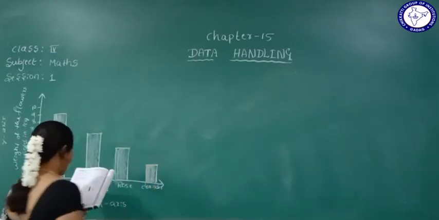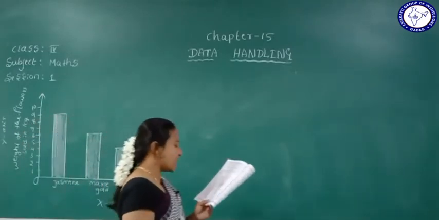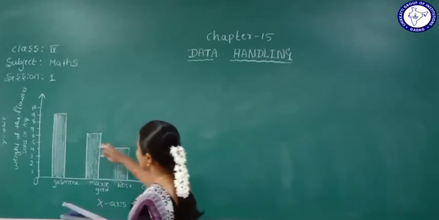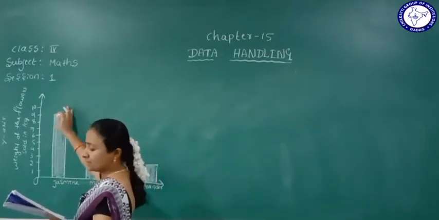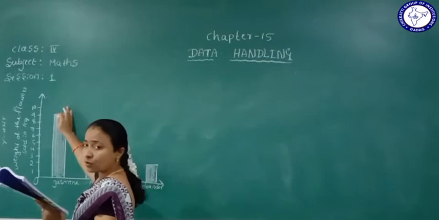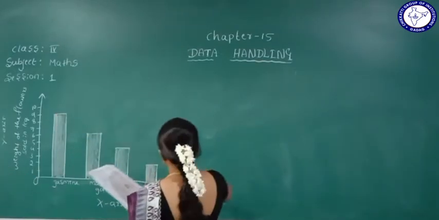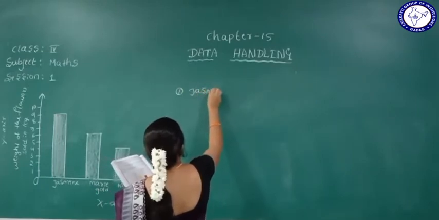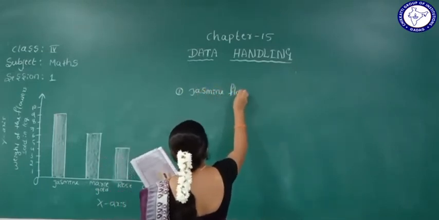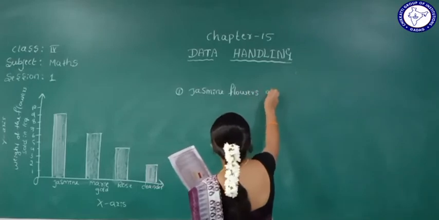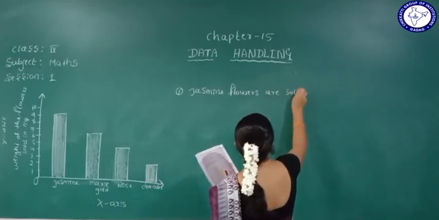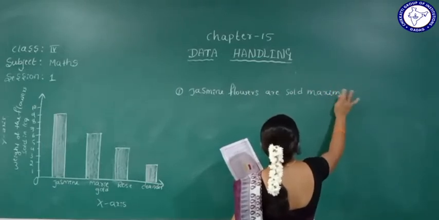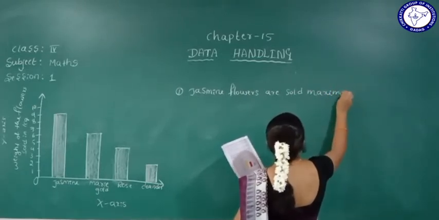See here, first one. Which flowers are sold maximum? Maximum means here highest. Which flowers are highest in number? That is jasmine flower. Jasmine flowers are sold maximum.